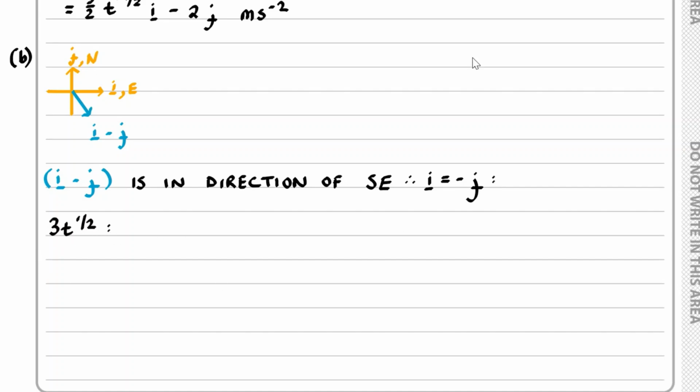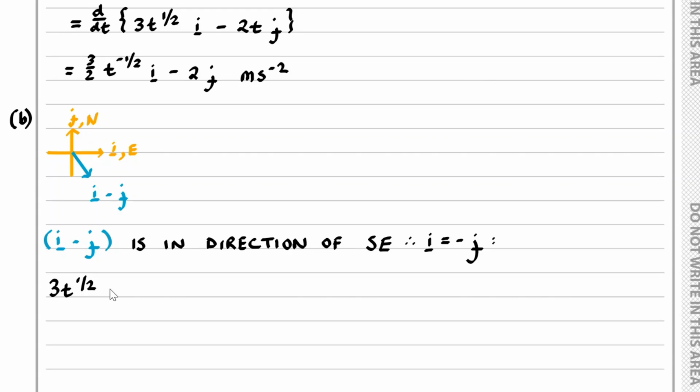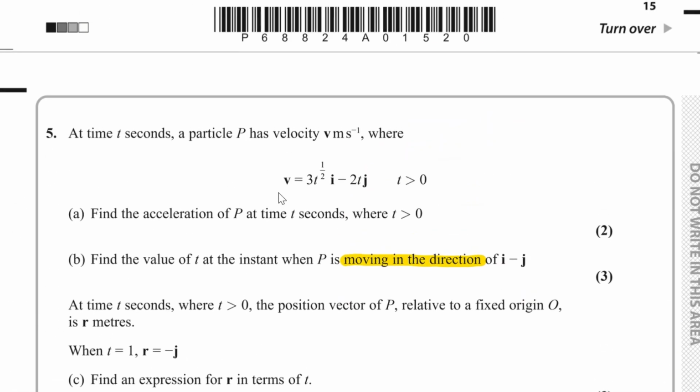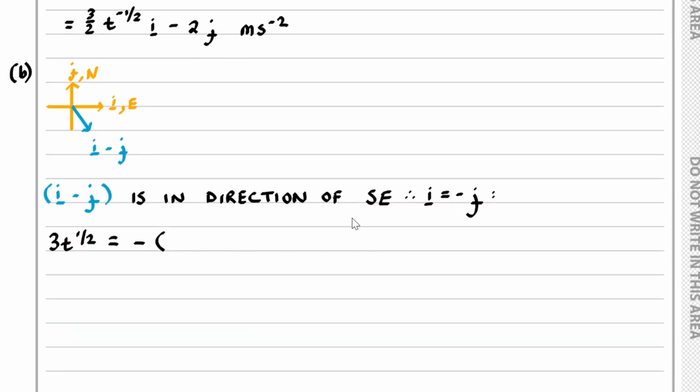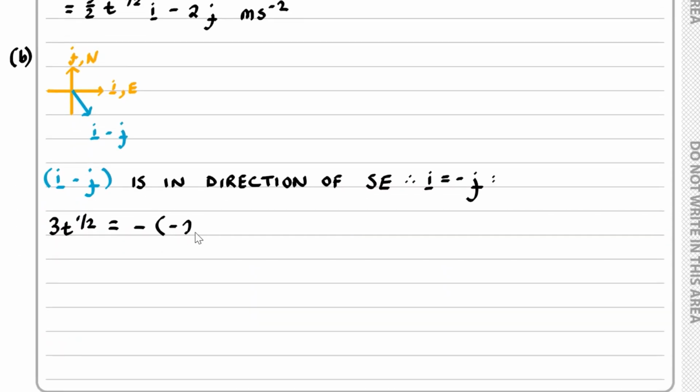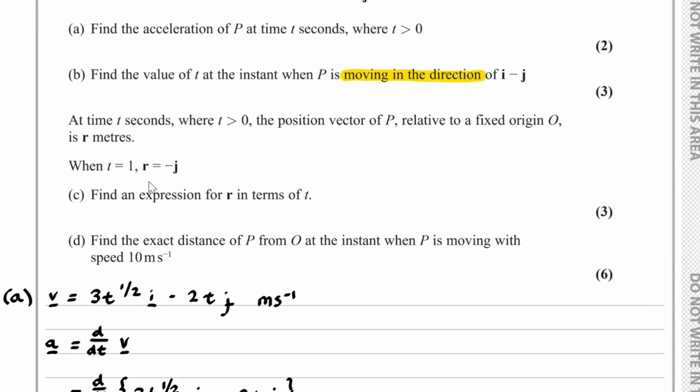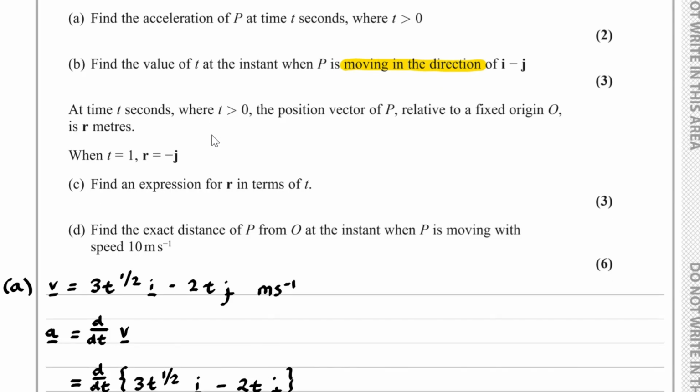And the j component, that's minus 2t. So what we have here is 3t to the power of 1/2 is equal to minus 2t. What we need to do is find out what t is. That's what the question specifies.